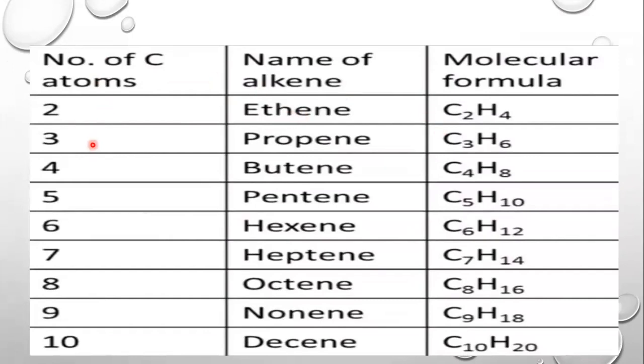When three carbon atoms are present, it is given the name propene with formula C3H6. With four carbon atoms, it becomes butene with formula C4H8. With five carbon atoms, it is pentene. 6 is hexene. Then 7 carbon atoms, it is heptene. With 8 carbon, it becomes octene. With 9 carbon, it becomes nonene. And with 10 carbons, it becomes decene with formula C10H20.